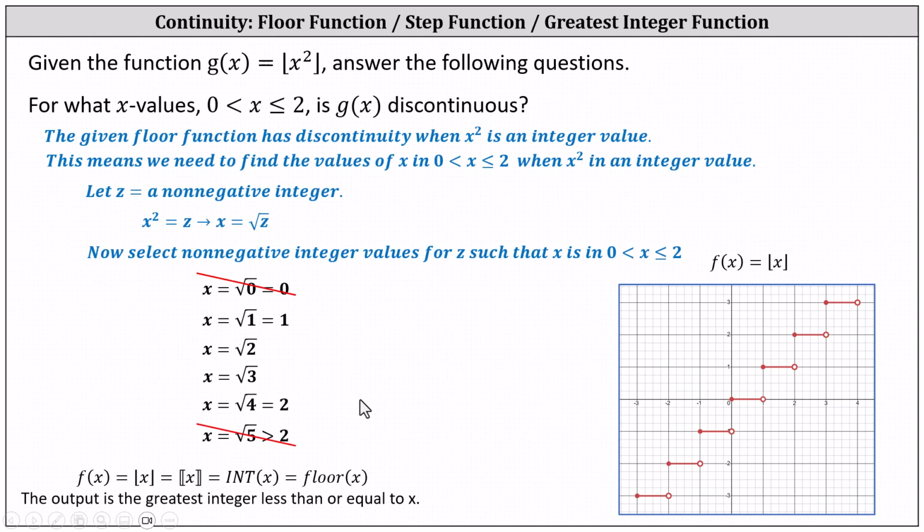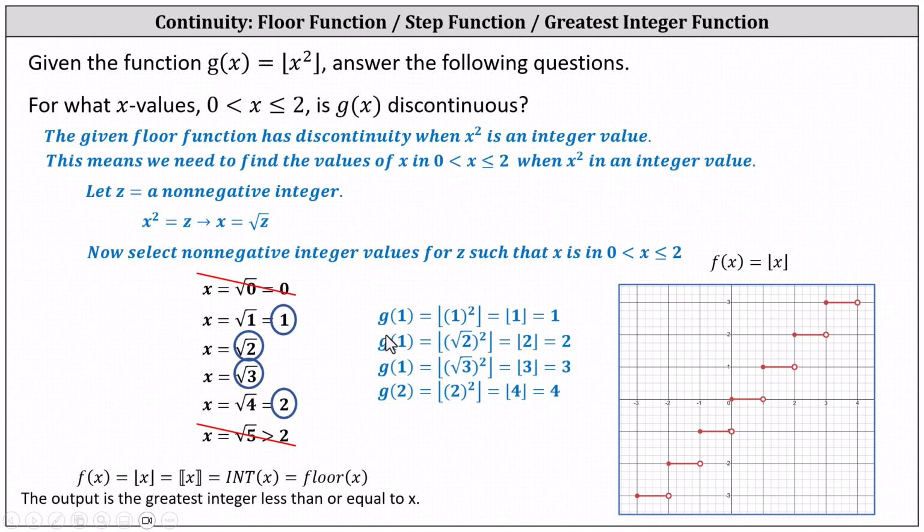This indicates there are 4 values of x in the interval where g of x would have discontinuity. And we can go ahead and check these x values in the original function and see we do end up with the greatest integer of integer values, which is where the given function would have discontinuities.